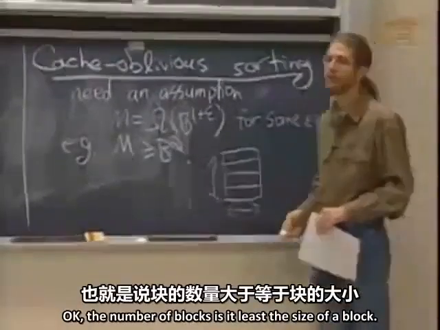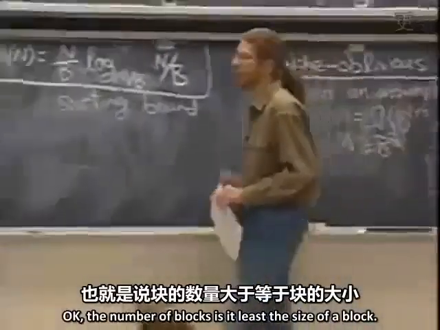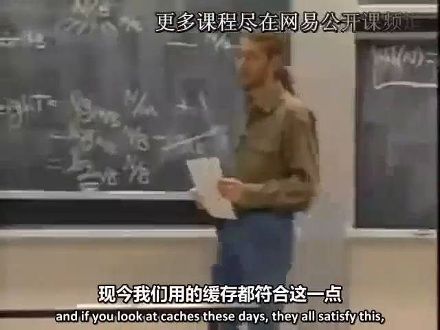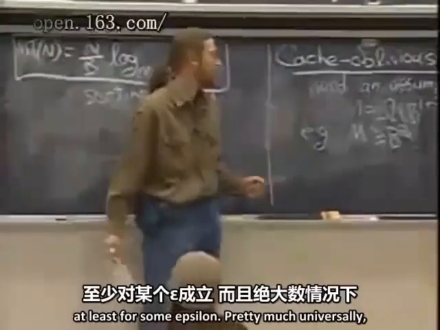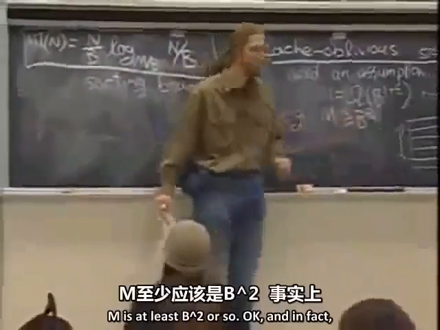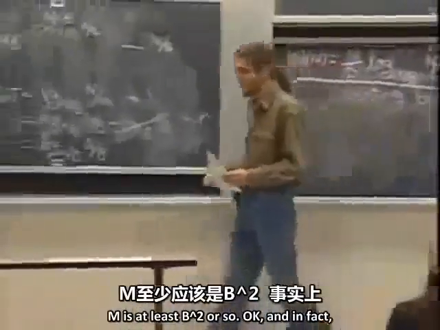Okay, the number of blocks is at least the size of a block. That's a pretty reasonable assumption, and if you look at caches these days, they all satisfy this, at least for some epsilon. Pretty much universally, m is at least b squared or so.